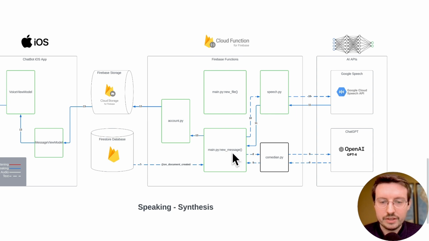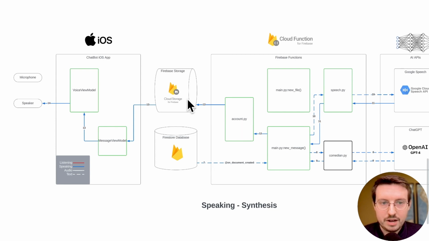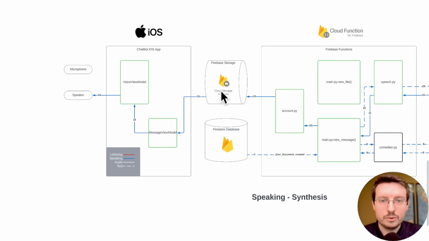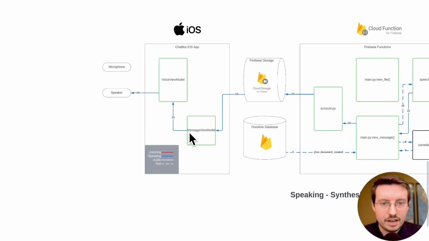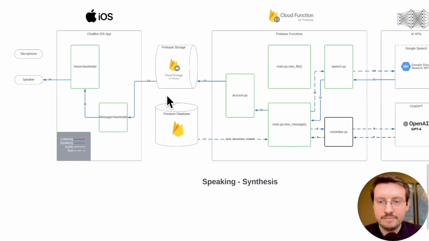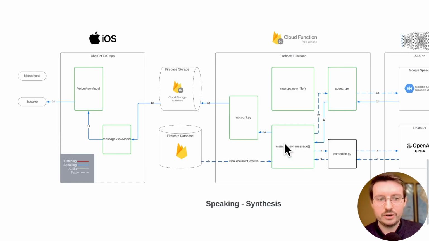This audio file will then come back to new message, and it will be stored by account.py into Firebase storage as a file. Once it's stored in Firebase storage, message view model will pick it up and pass it off to voice view model, which will then play the audio on the speaker. So you can see here, what we're doing is we're taking the text from the Firestore database of what the person said, and we're turning it into an audio file of the comedian saying something back.